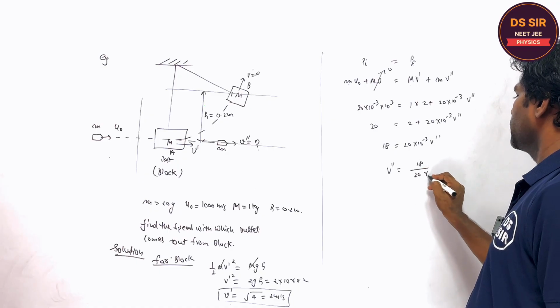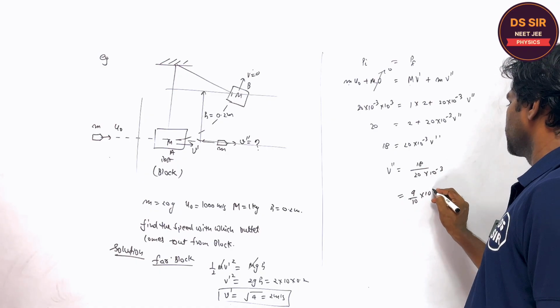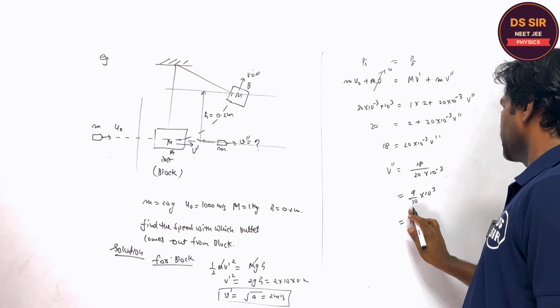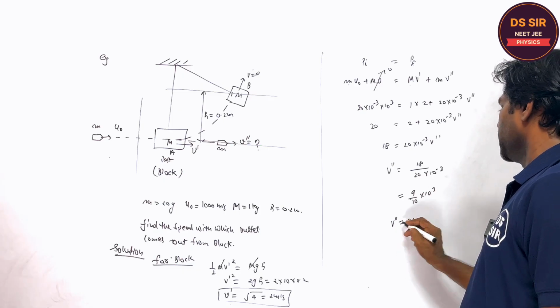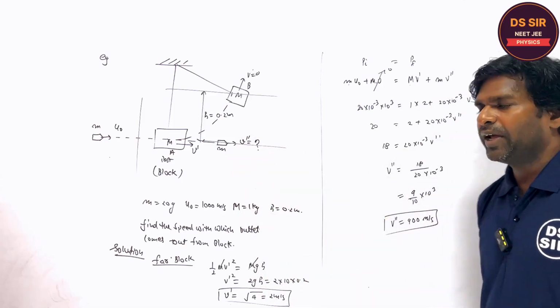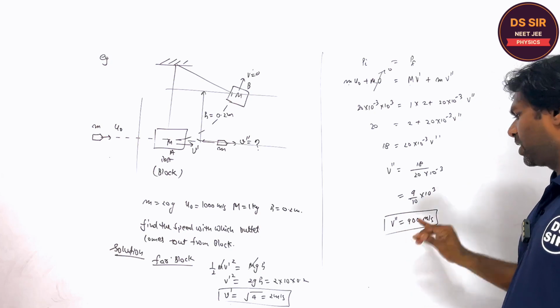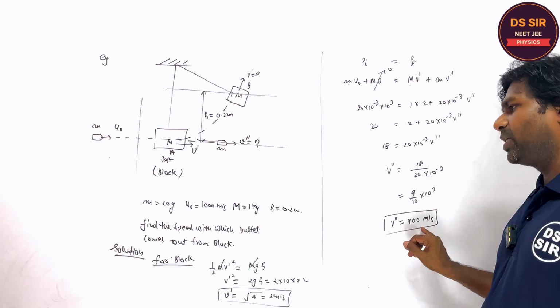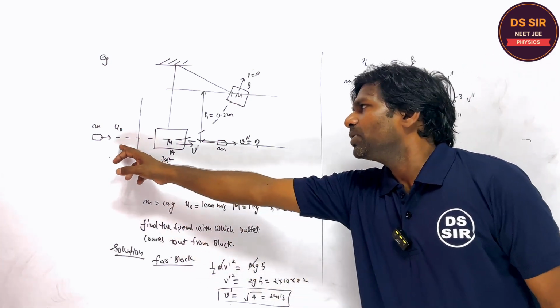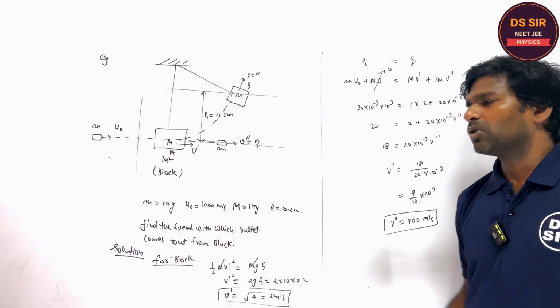18 upon 20, 9 upon 10, 900 meter per second is the speed of this bullet when it penetrates the block. After penetrating, it acquires 900 meter per second velocity, while the initial velocity before the penetration is 1000 meter per second.